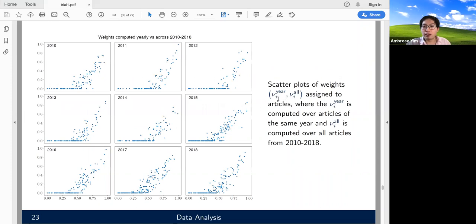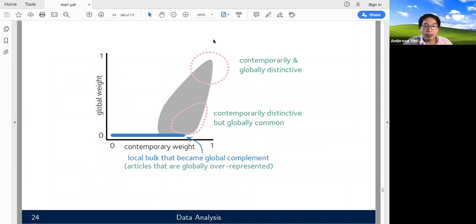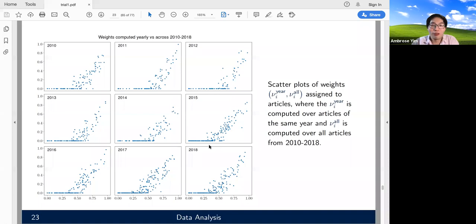And we plot the weight associated with the year group on the x-axis, and then the weight when we expand the collection to the whole 2010 to 2018 on the y-axis. And we get these scatter plots, and they look almost all the same. So here's kind of how I think we can analyze it. So they all look like this. Someone's kicked a football into a pot of water, and you see this pot of water as a horizontal line, and you see the splash. You see the splash of water droplets.